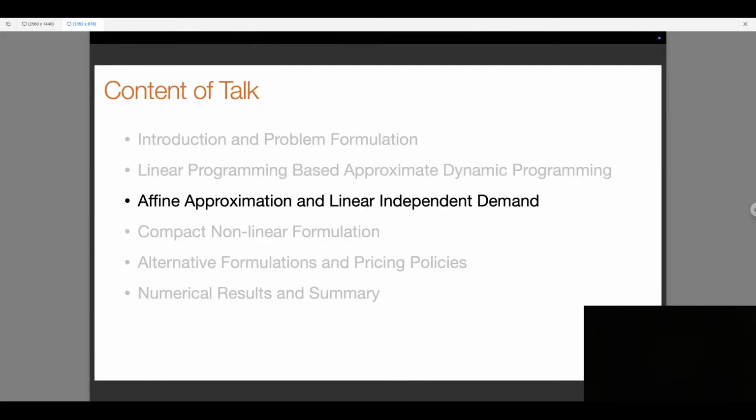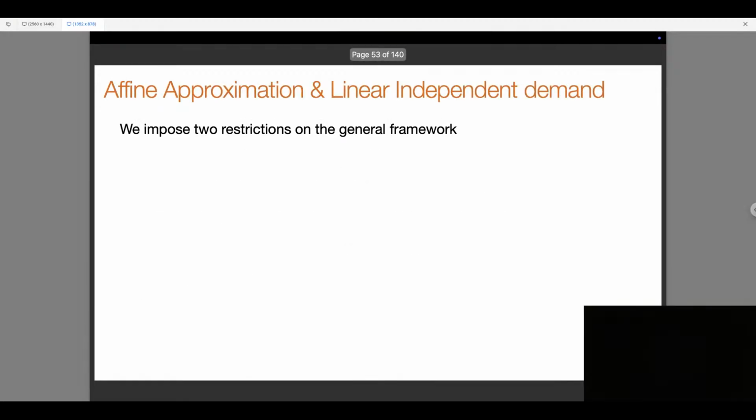So here till now, we have already got a brief idea. We already got a general idea for how to solve this linear programming based ADP for the network revenue management problem. And then let's go with the affine approximation and linear independent demand. That is, we impose two restrictions on the general framework.